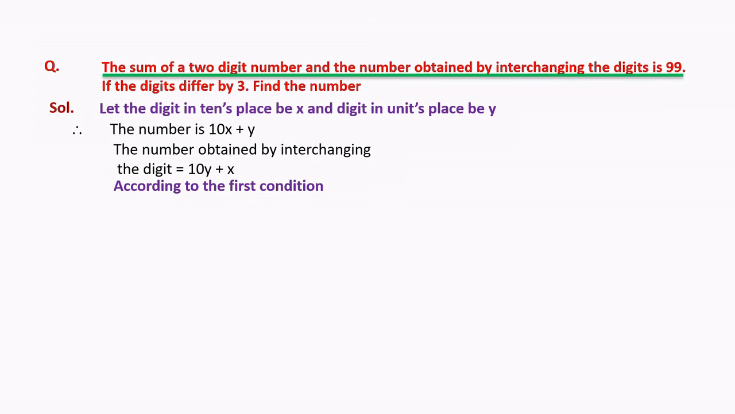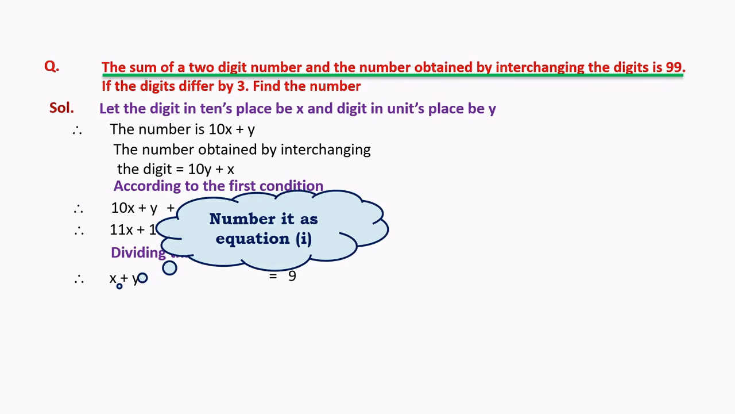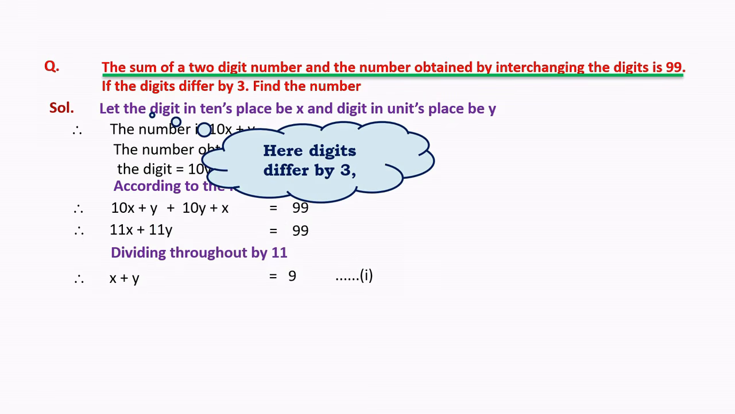So, 10x plus y plus 10y plus x equals 99. On simplifying, we get 11x plus 11y equals 99. Dividing throughout by 11, we get x plus y equals 9. This is equation 1. Now, according to the second condition, the digits differ by 3.